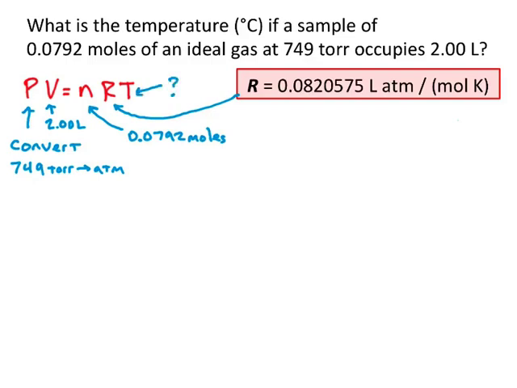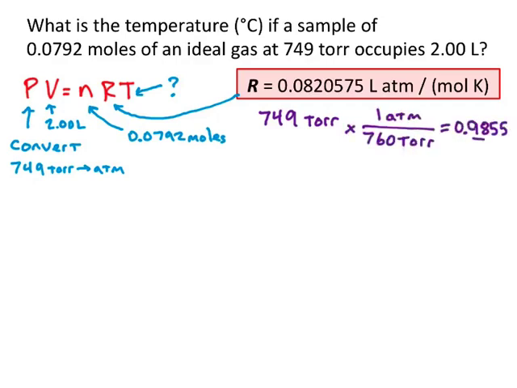So first, let's convert the torr to atmospheres. So we have 749 torr given in the problem for our pressure. And then there are 760 torr in an atmosphere. That's given on an info sheet. And this is actually an exact 760, so it doesn't limit your sig figs. And that leaves you with 3 sig figs out the other side, 0.9855 atmospheres.